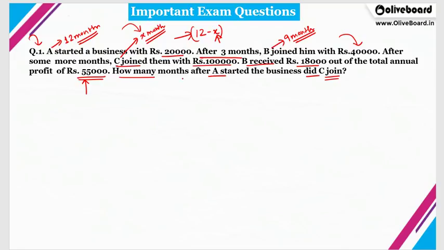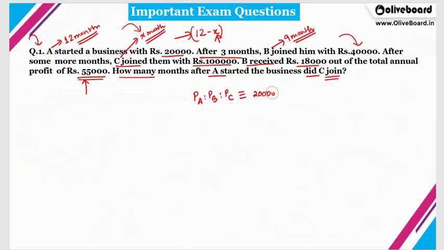Since this is a partnership question, the main concern of a partnership question is the profit ratio. So I can say that the profit ratio of A, B and C will be equal to investment multiplied by time ratio. Always this is the case with partnership questions. So since the investment of A is 20,000, this will be 20,000.